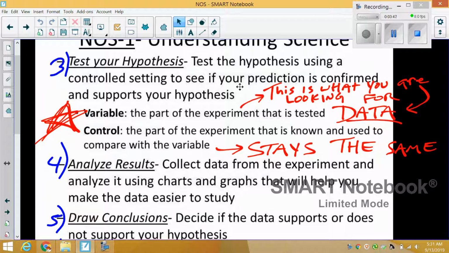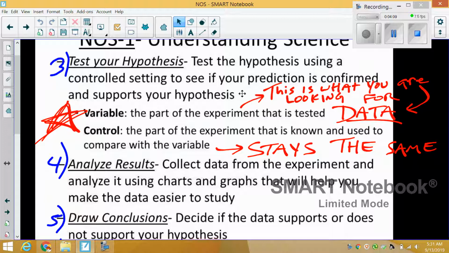So in our reaction time lab, one of the variables is how fast you can catch the meter stick. Then you get data from that. You measure how far the meter stick falls, and that gives you your data. That's a variable. Another variable would be which hand you're using, dominant and non-dominant.